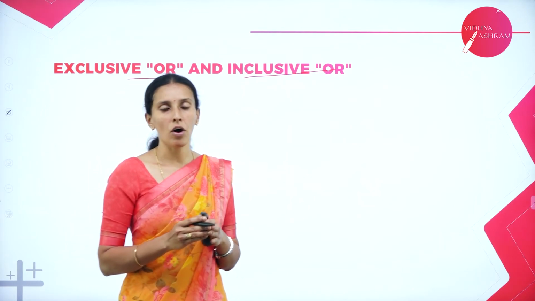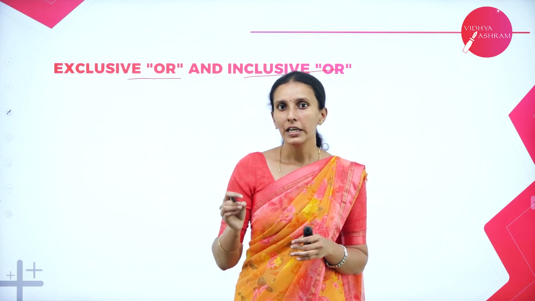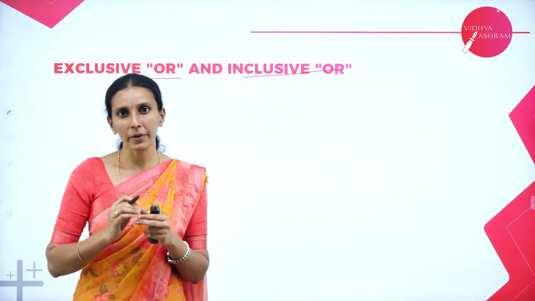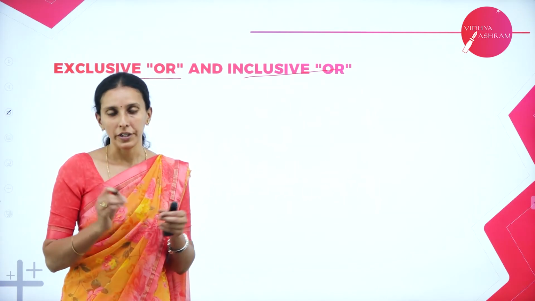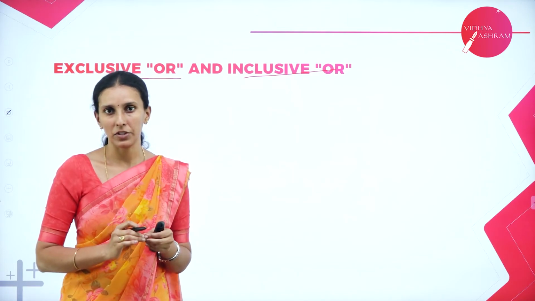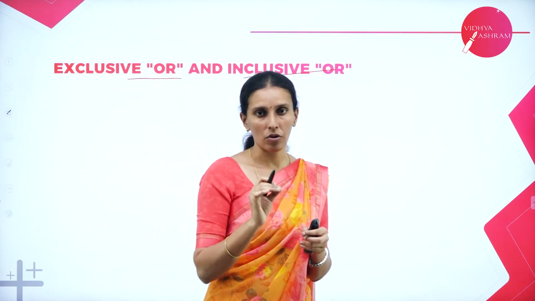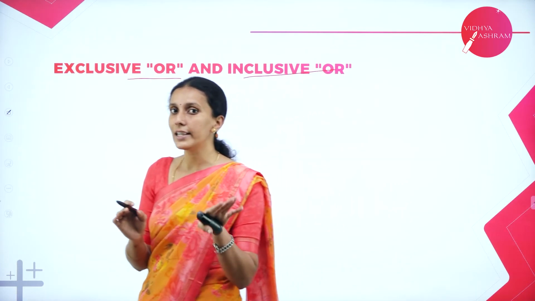For an exclusive OR, I'll give you a statement. For example, tea or coffee is given along with the breakfast. So if you have a breakfast, either you will get a tea or you will get a coffee. You cannot get both at the same time. Therefore, that type of examples or statements are called exclusive OR. So one item is excluded clearly.